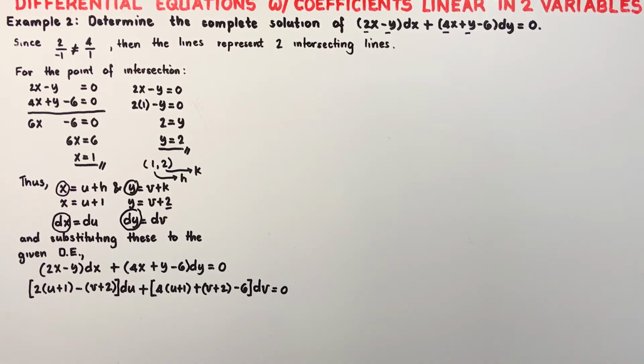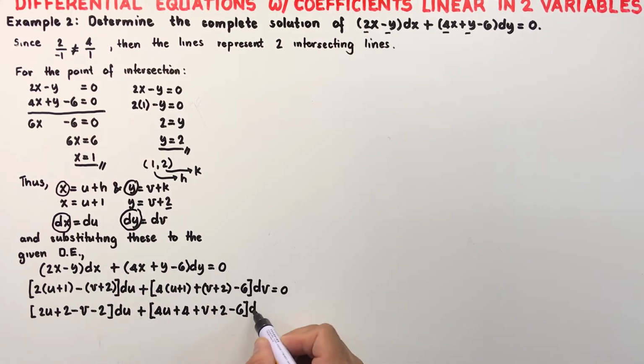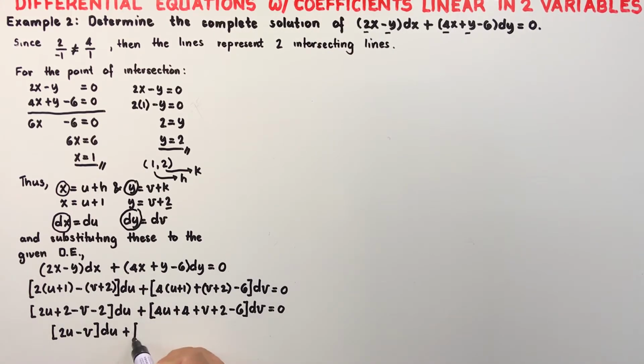So simplifying our expressions here, we have (2u plus 2 minus v minus 2) times du. And this is added to (4u plus 4 plus v plus 2 minus 6) times dv here. So combining similar terms, we have (2u minus v) times du, because 2 minus 2 is 0. And this is added to (4u plus v) times dv, which is equal to 0, because 4 plus 2 is 6, and when subtracted by 6, the result is 0. And we notice that this is a differential equation that is not a separable differential equation.